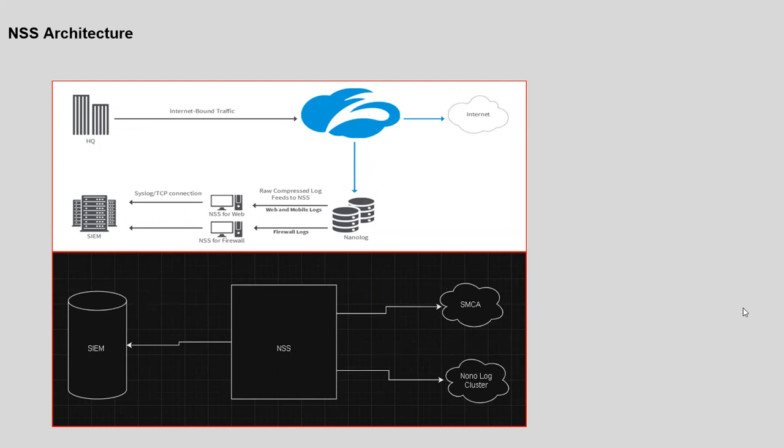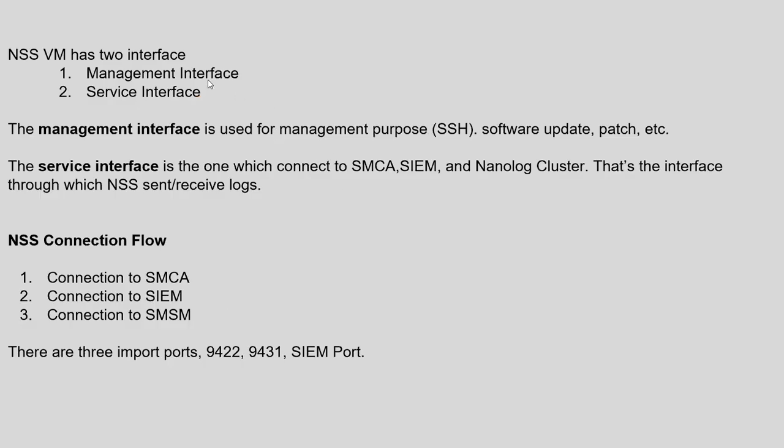So all these connections need to be up and running in order to get logs. Now, we know that these connections are there, and we talked about how they are formed and the flow as well. But there are three important ports which we have seen already: 9422 and 9431. The 9422 is the port which NSS uses to connect to the SMCA, and the 9431 is the port which NSS uses to connect to the SMSM, the analog cluster server. And the SIM port, which we already know, is whatever port we have configured on our NSS feed.